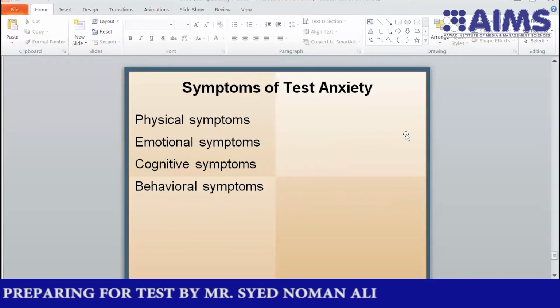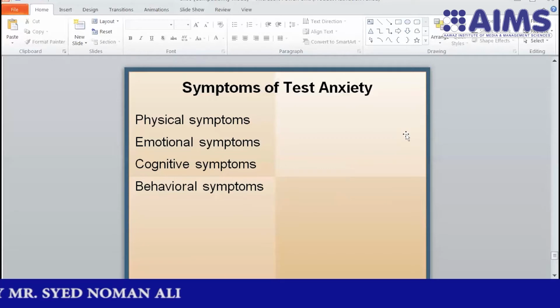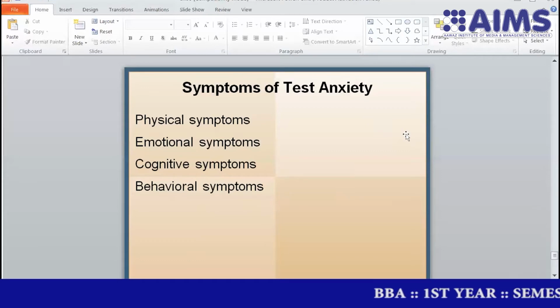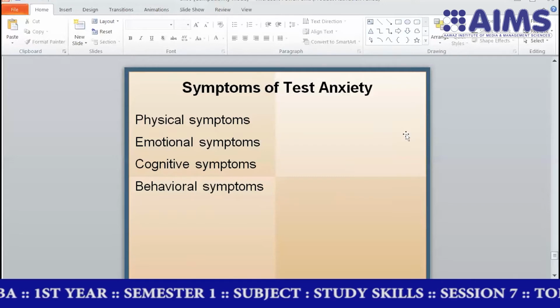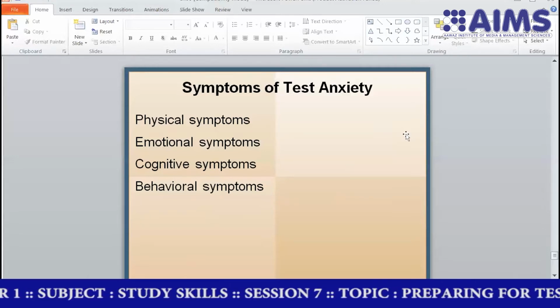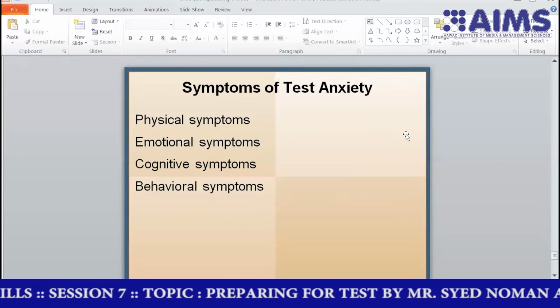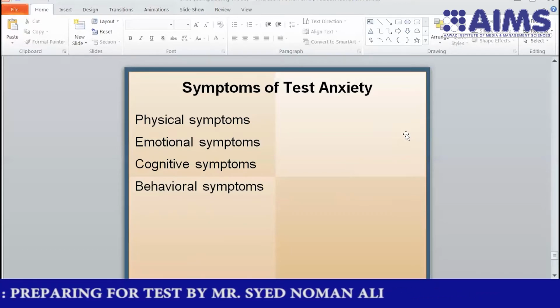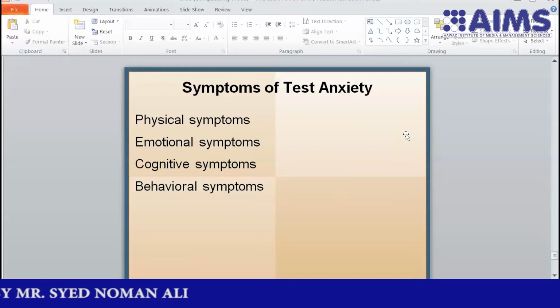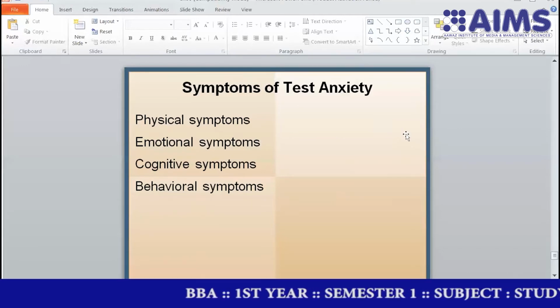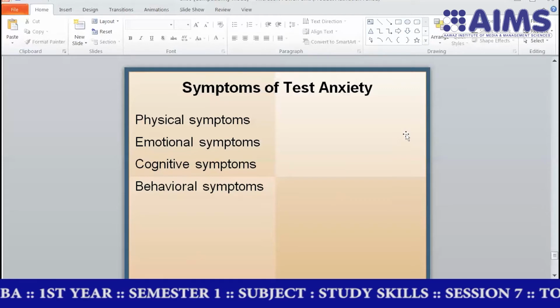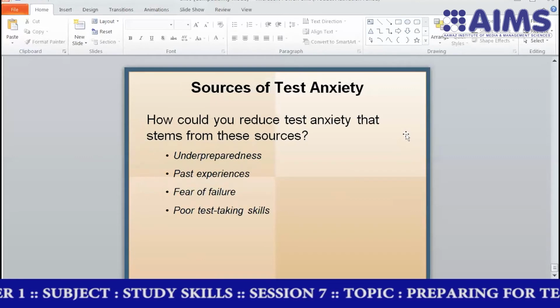What are the symptoms of test anxiety? Sometimes there are physical symptoms. You have a headache, some stomach problems, and many other physiological outcomes. Sleep disorders also happen. Emotional symptoms: you are very depressed. Cognitive symptoms: you have overthinking and a lot of attached thoughts. Behavioral symptoms: frustration and panic. Due to test anxiety, physical, emotional, cognitive, and behavioral symptoms are there.